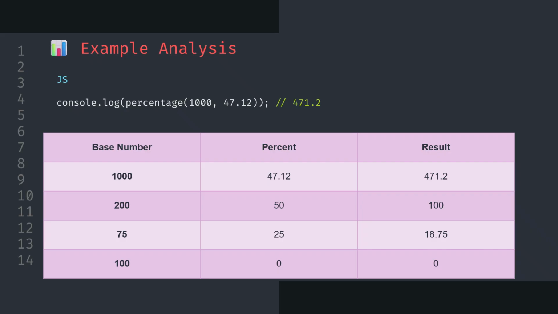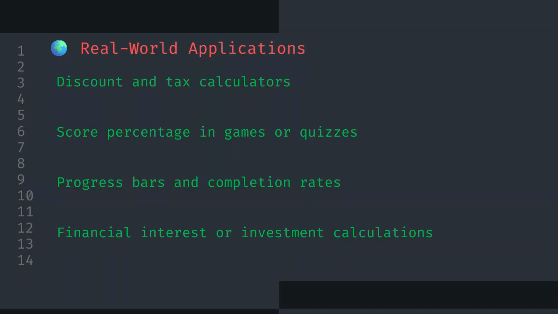Let's now explore some real-world uses for this. From calculating discounts in an online shop to tracking progress in a game, this formula is everywhere. Percentages are a basic part of UI feedback and financial modeling. So mastering this gives you real coding power across many app types.